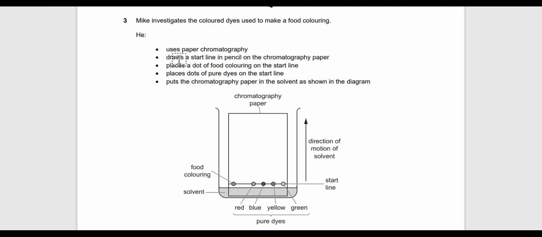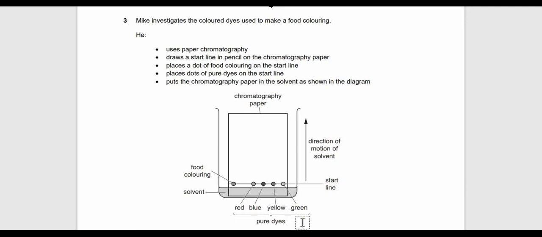He uses paper chromatography, draws a short line in pencil on the chromatography paper, places a dot of food coloring on the start line, places dots of pure dyes on the start line, and puts the chromatography paper in the solvent as shown in the diagram here.